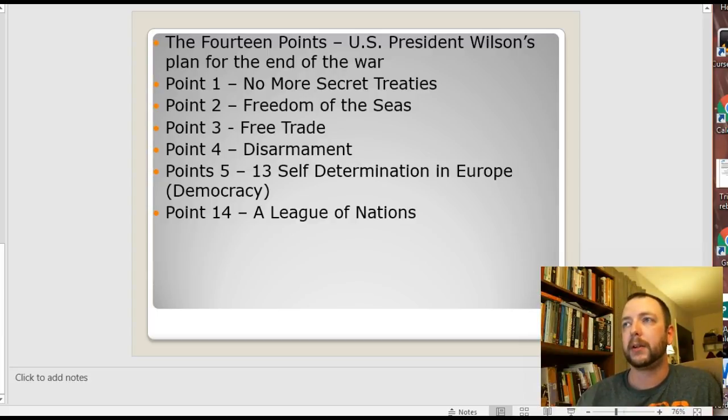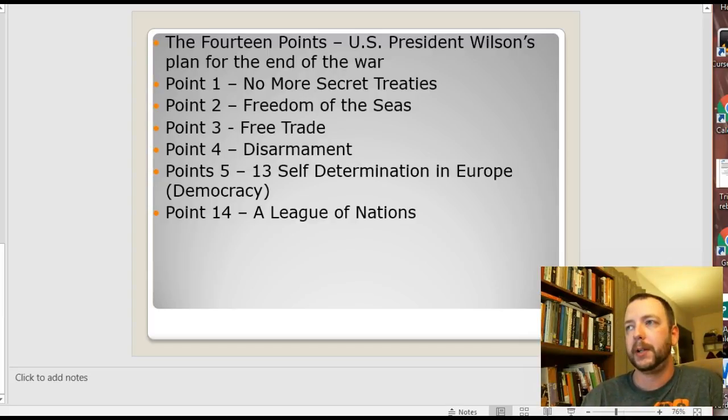Points two and three, they're talking about freedom of the seas and free trade. Point two is to combat that unrestricted submarine warfare, saying that we can't do that anymore. Free trade has to do with trading around the world, just keeping trade open around the world. That way the United States wouldn't have to pick sides between trading with Great Britain or Germany moving forward.